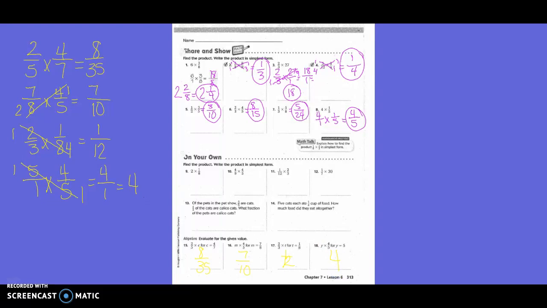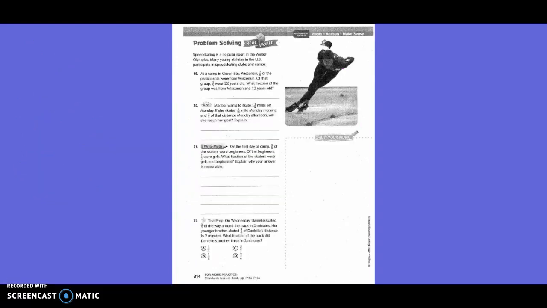Problem solving. Speed skating is a popular sport in the Winter Olympics. Many young athletes in the U.S. participate in speed skating clubs and camps. At a camp in Green Bay, Wisconsin, 7/9 of the participants were from Wisconsin. Of that group, 3/5 were 12-year-olds. What fraction of the group was from Wisconsin and 12 years old? So what do I need to underline? 7/9, 3/5 were 12-year-olds.